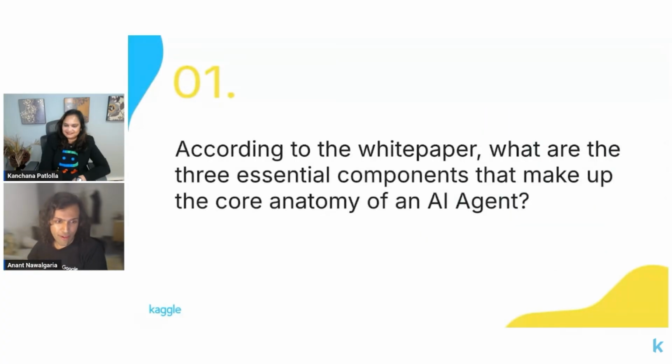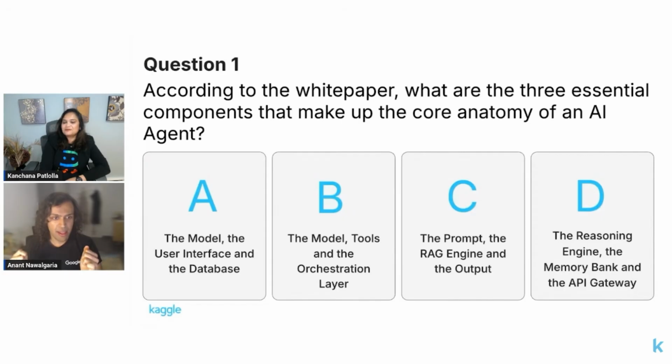So the first question for you all is, according to today's Day 1 white paper, what are the 3 essential components that make up the core anatomy of an AI agent? So is it option A, the model, the user interface, and the database? Or is it B, the model, tools, and the orchestration layer? Or C, the prompt, the RAG engine, and the output? Or D, the reasoning engine, the memory bank, and the API gateway? So which are the essential components? Answers in the live chat already.